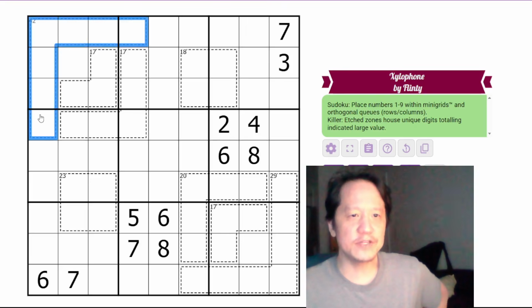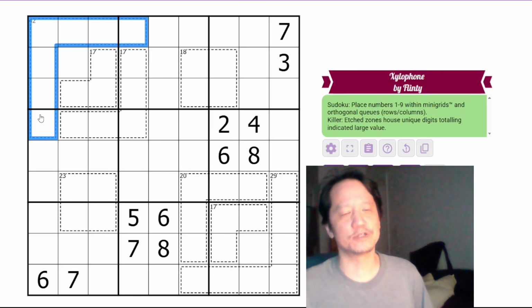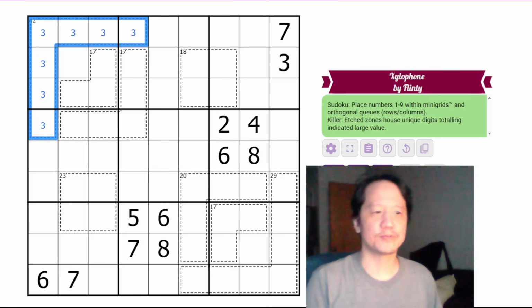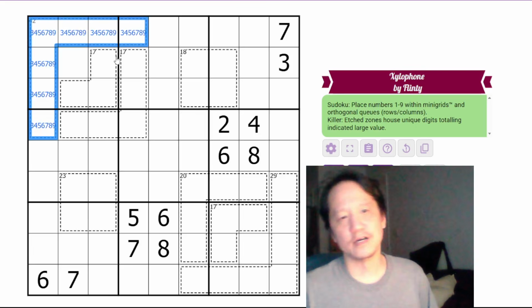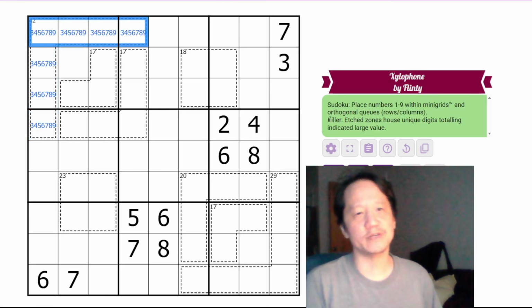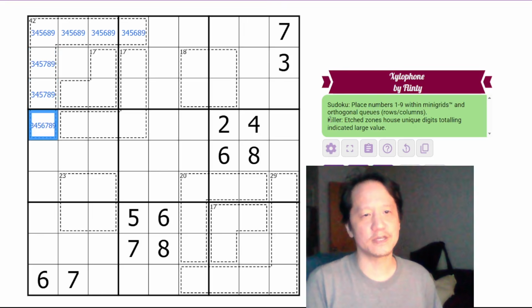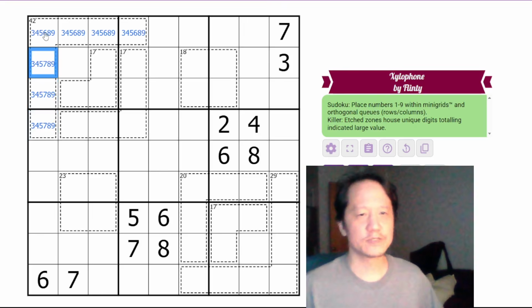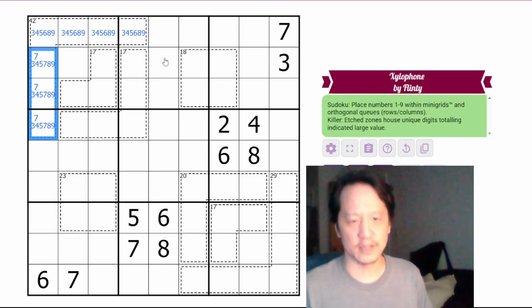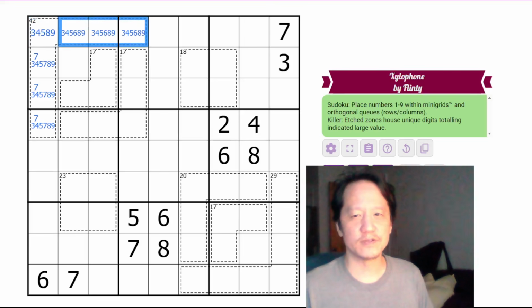Okay, 7 unique digits adding up to 42 has to be 3 through 9 because we don't have repeats, so 7 can't be here, 6 can't be any of these. So we're guaranteed a 7 here, and we're guaranteed a 6. This can't be 6, so 6 is in one of these 3 cells.